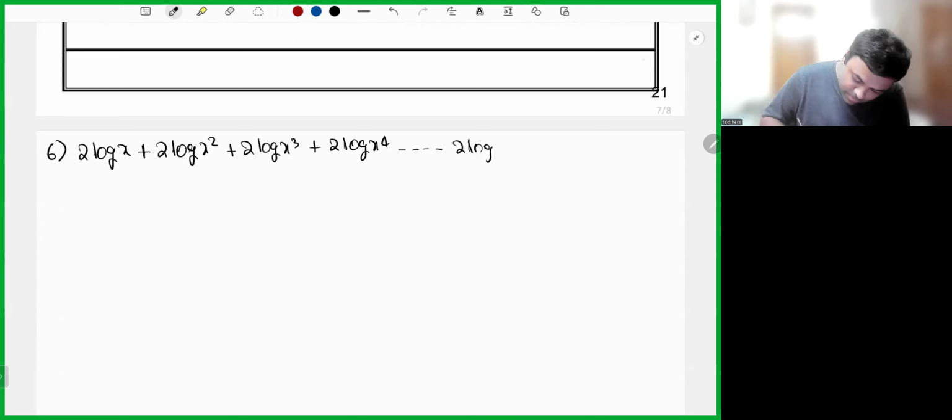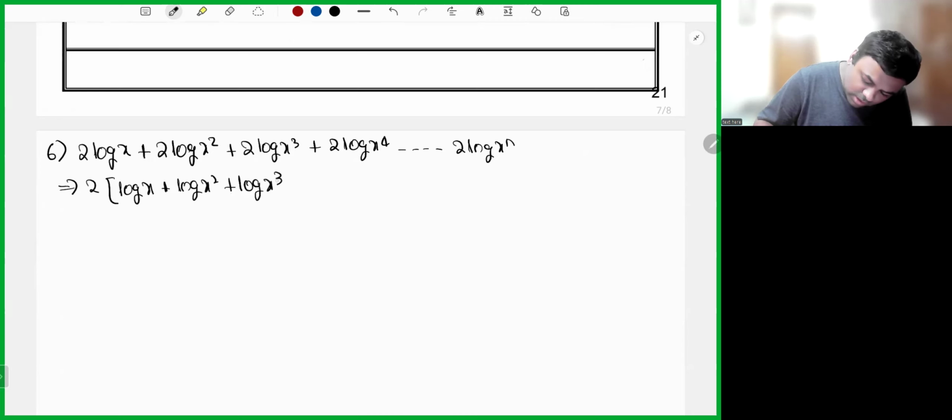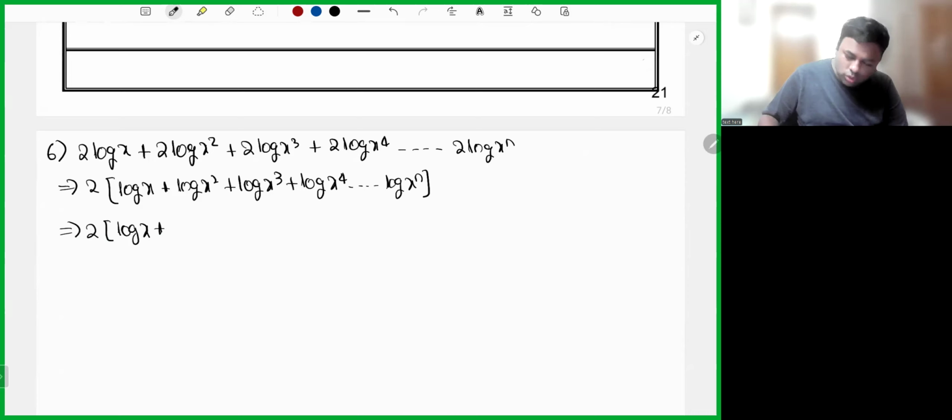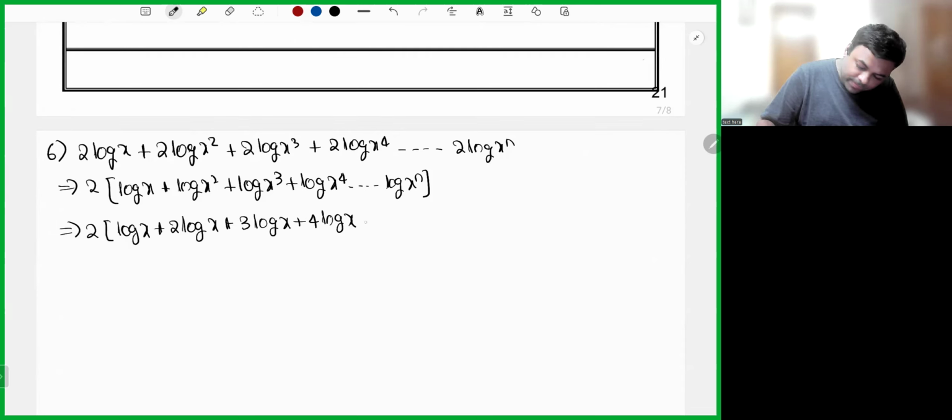2 log x square plus 2 log x cube plus 2 log x power 4, so on, 2 log x power n. Now I'll take 2 common. If I take 2 common, what will we have? Log x plus log x square plus log x cube plus log x power 4, so on till log x power n. Now, log x is as it is. Log x square, my dear friends, can I write 2 log x? Obviously, sir. Log x cube, 3 log x. Log x power 4, 4 log x. So on, n log x.